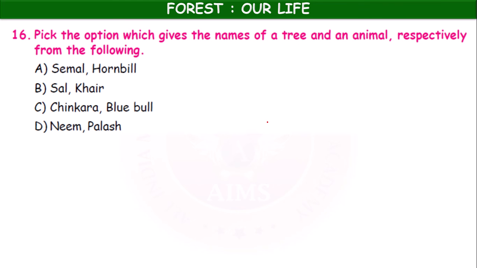Pick the option which gives the names of a tree and an animal respectively from the following: Seamal, hornbill, sal, care, chinkara, blue bull, neem, palas. Which one? Think. It is the seamal and hornbill.